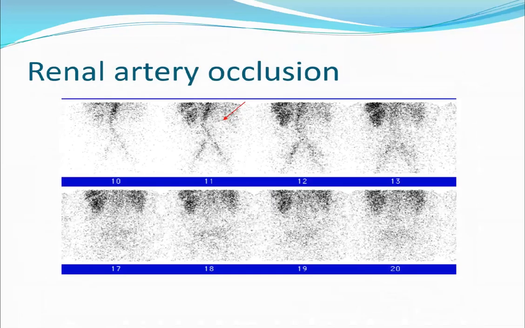Another example, there is good perfusion and tracer uptake of the left kidney. However, the right kidney was not perfused. It was a case of renal artery occlusion.